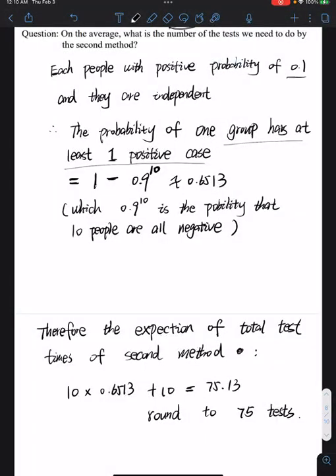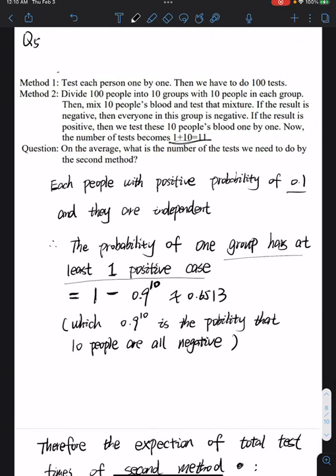Hello, my name is Ruhan, and today I will introduce the method that I use to solve question 5 in the probability homework 1.